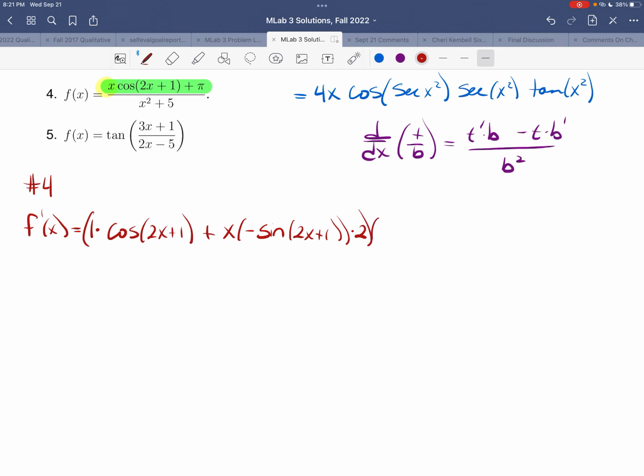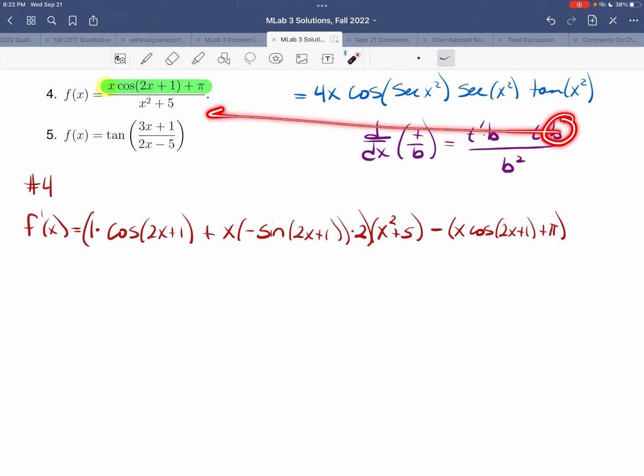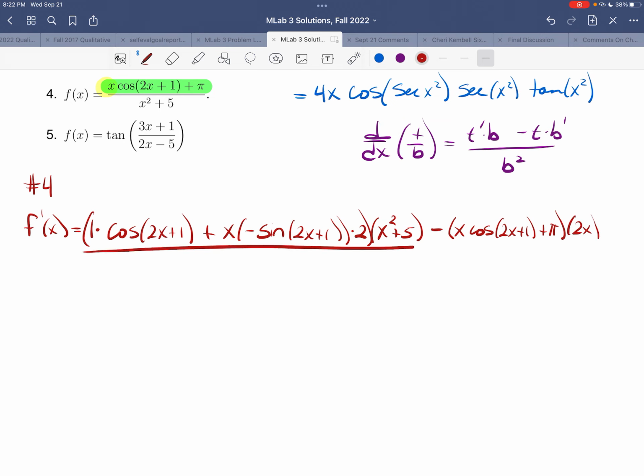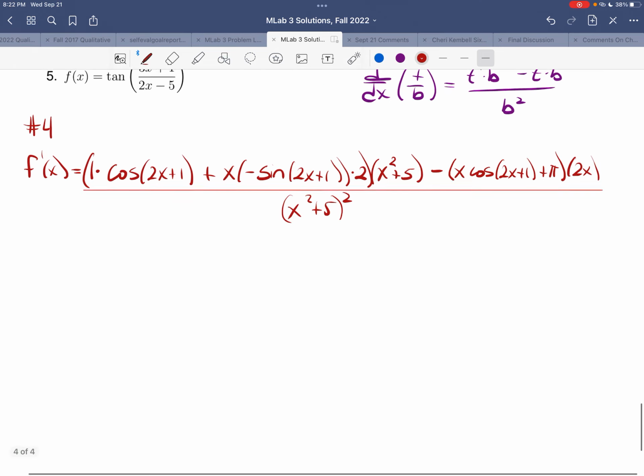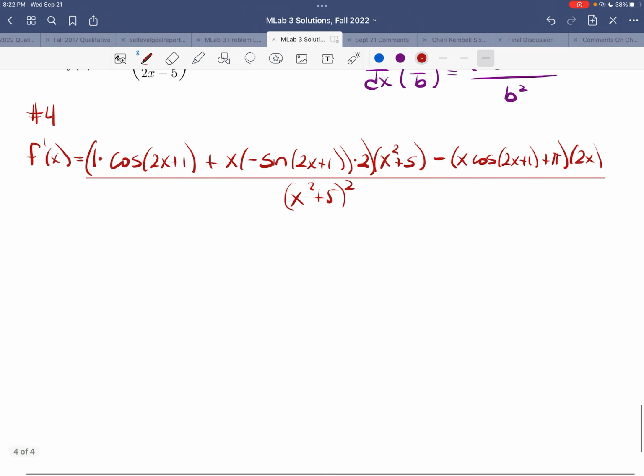Then you got to multiply times the bottom, and this is where we start to maybe feel the despair in our hearts, but we just keep going. I subtract the top now, x cosine of 2x plus 1 plus pi times the derivative of the bottom. Well, that's thankfully relatively straightforward. It's just a 2x all over x squared plus 5 squared. So if you got there, that's really great. Good job. I'm going to go ahead and put it in the form that Mathematica did.